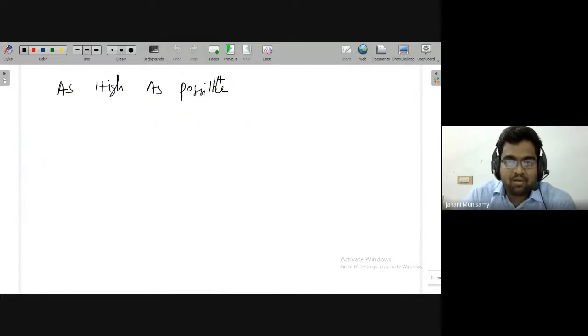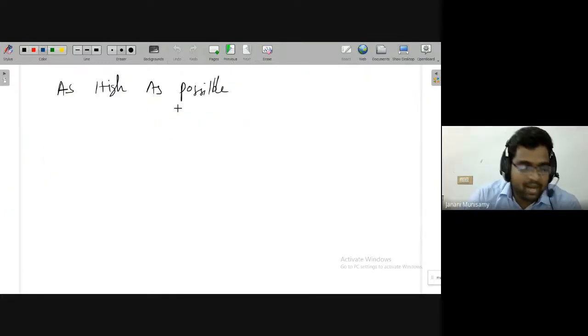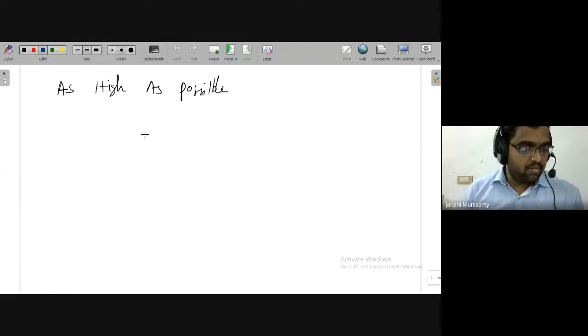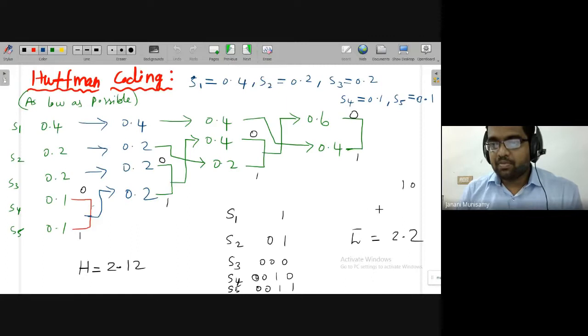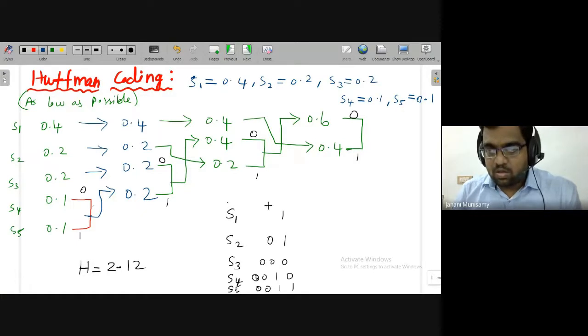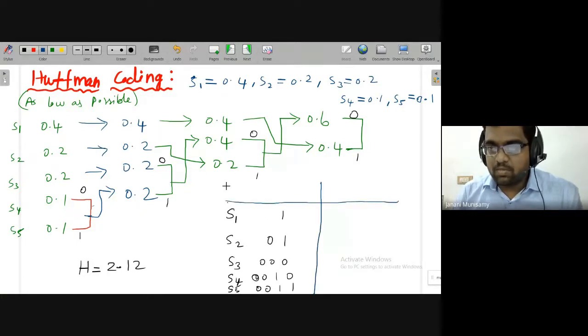So, in case of as high as possible, I am directly writing the answer. Just you try to solve it yourself. Directly, I am writing the answer. Again, to compare, directly I will write here itself. This method is with respect to as low as possible. Next, I am writing the answer for as high as possible.